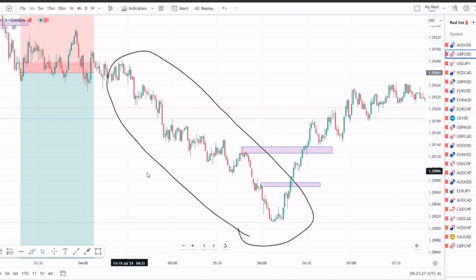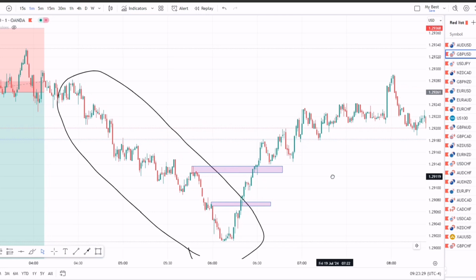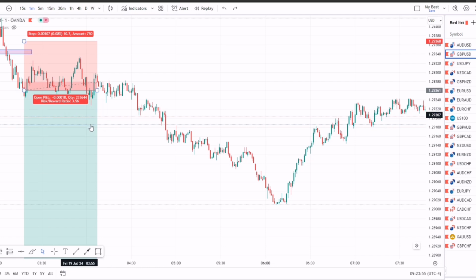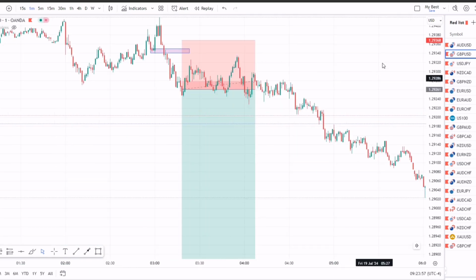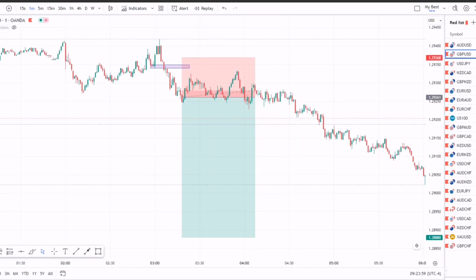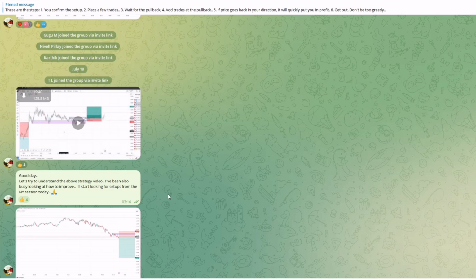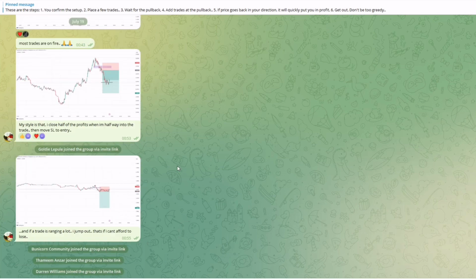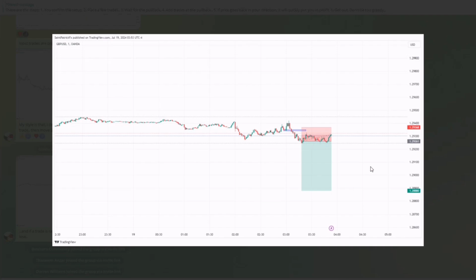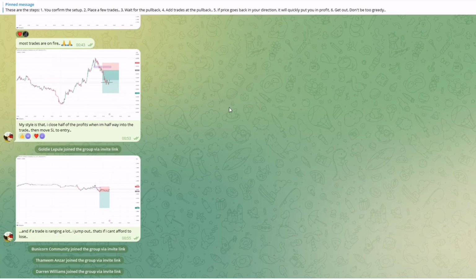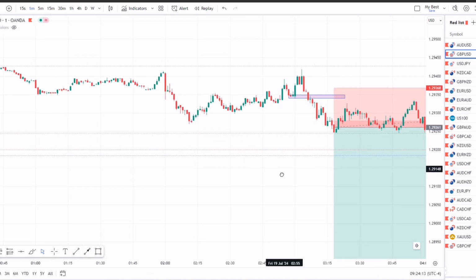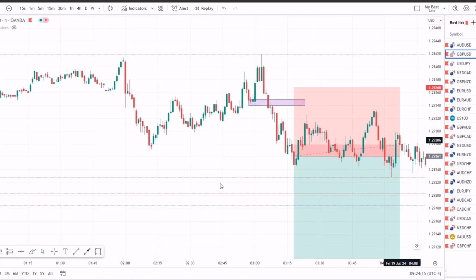Right here you were supposed to buy. Let me show you why I placed this trade. These setups, I shared them in my trading community. All the setups I'm going to be showing you are found here. This was the setup, and to find that setup, same strategy.